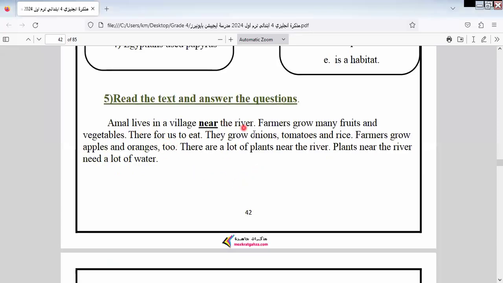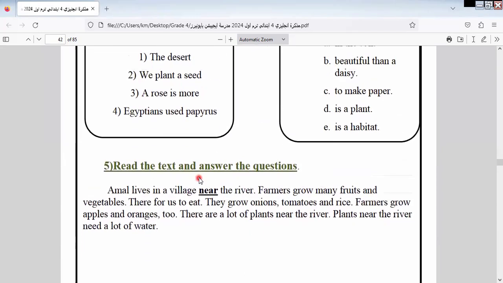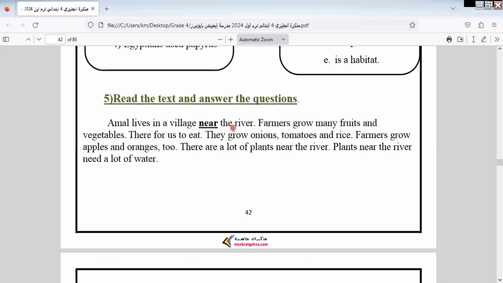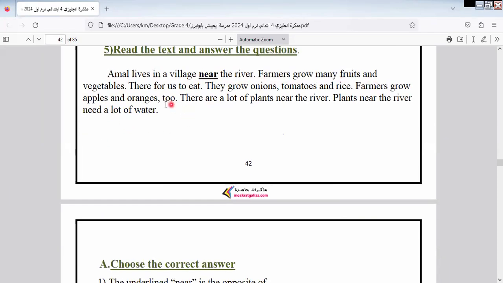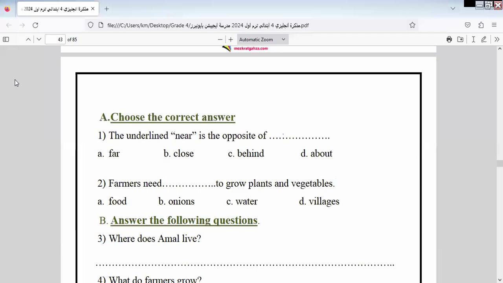Here we have a question. I have a text and the question below this text. Let's read it together. Amal lives in a village near the river. Farmers grow many fruits and vegetables for us to eat. They grow onions, tomatoes, and rice. Farmers grow apples and oranges too. There are a lot of plants near the river. Plants near the river need a lot of water. Here is the underlined word near. So near, the opposite of what?